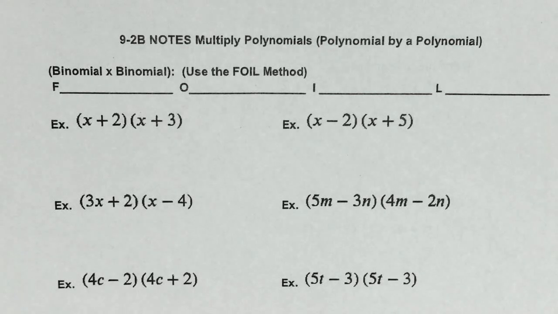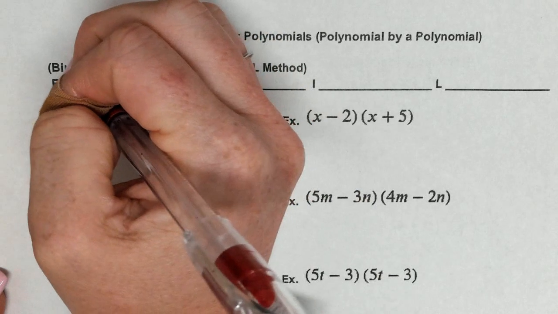So today we're going to learn FOIL, which we've already been practicing on our warm-up, so today should be easy. FOIL is used for a binomial times a binomial, so two terms in each of the parentheses. So everybody, what does F stand for? First term times first term.